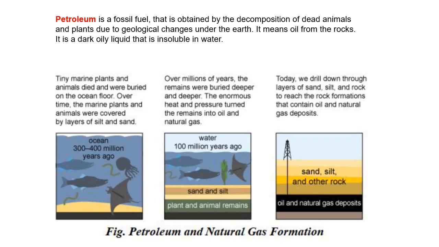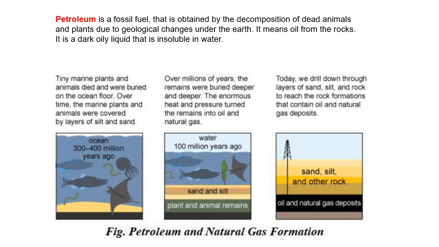It is a dark oily liquid that is insoluble in water. Okay. Petroleum is a smelly oily liquid, usually quite thick. It is very thick. Its color ranges from greenish brown to black depending on where it is obtained. It is a complex mixture of hydrocarbons.